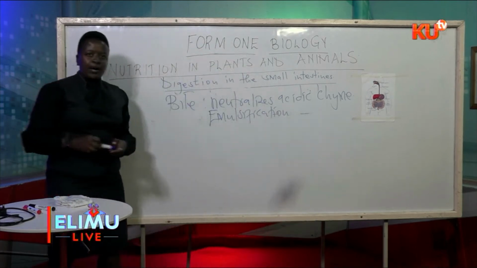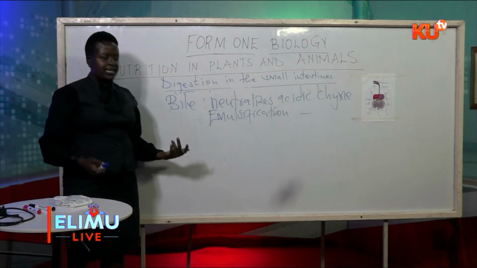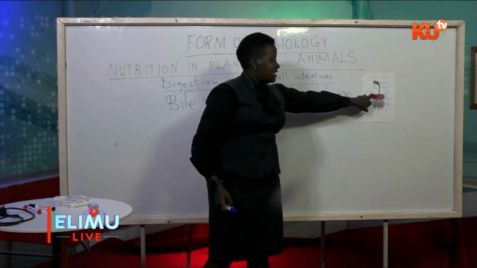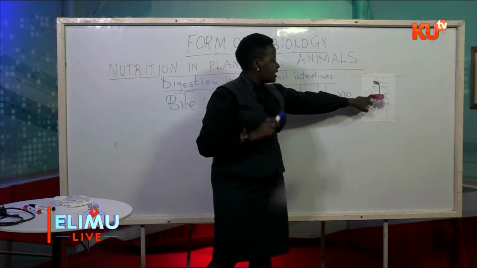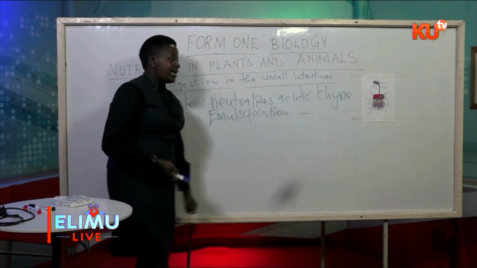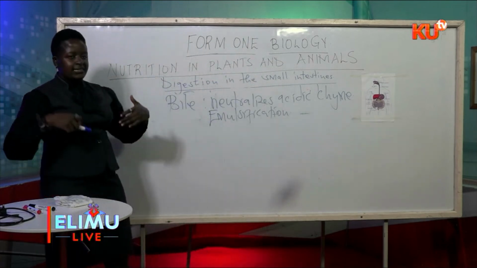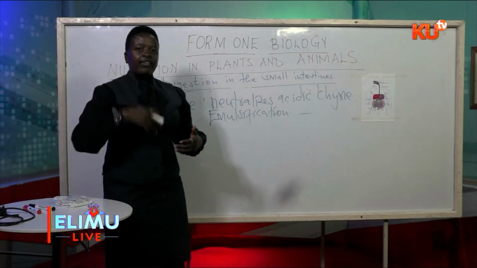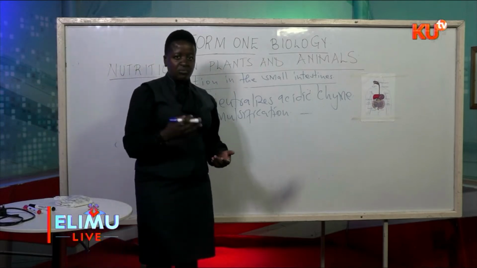So I hope up to that point we are understanding. And from this picture over here, this is the liver and it is the one that helps in production of bile juice. Now let us move on to the next organ that produces secretions that assist in the digestive process.